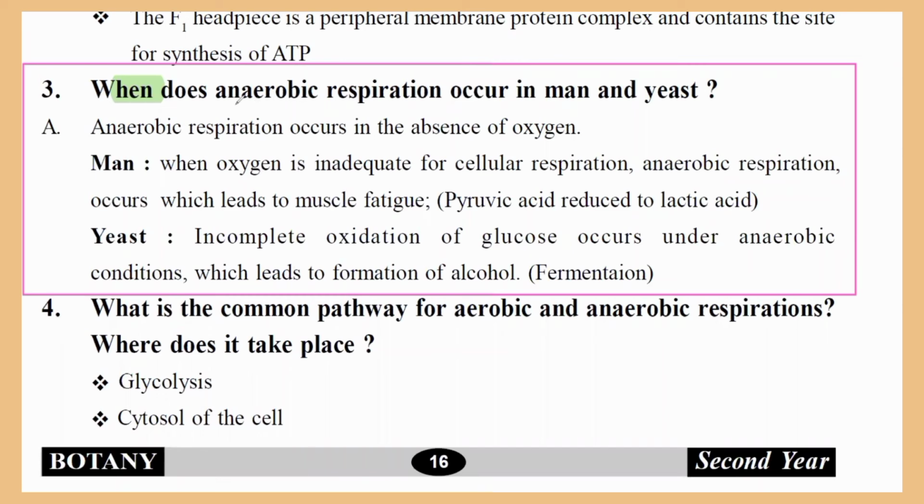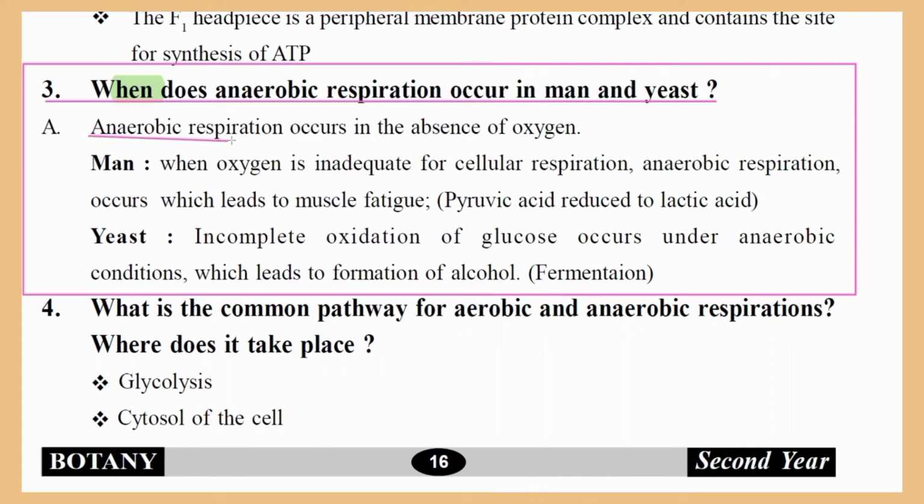Already you know that respiration is of two types, aerobic and anaerobic. Anaerobic respiration means respiration that takes place in the absence of oxygen. When it occurs in the presence of oxygen we call it aerobic respiration, and when it occurs without oxygen we call it anaerobic respiration. Here anaerobic respiration occurs in man and yeast. Yeast belongs to fungi, single-celled fungi.